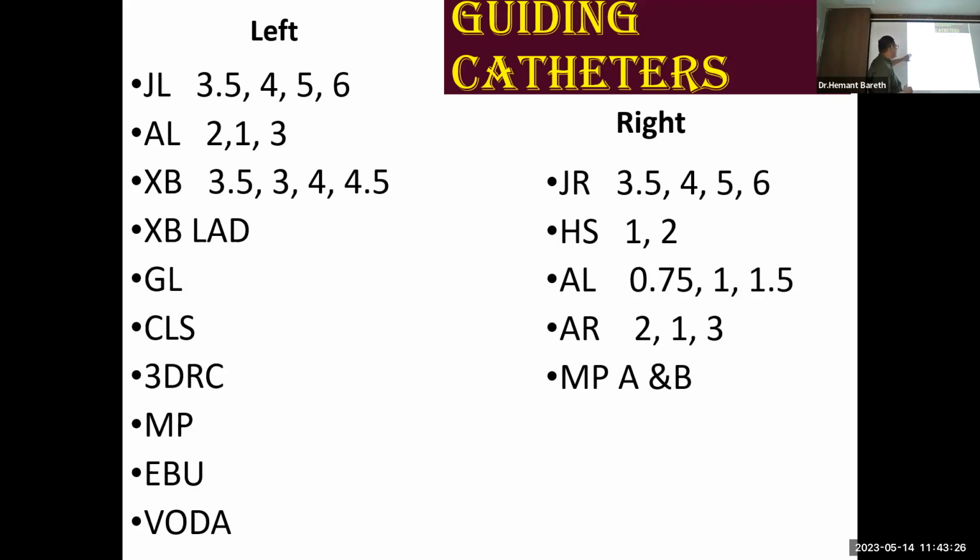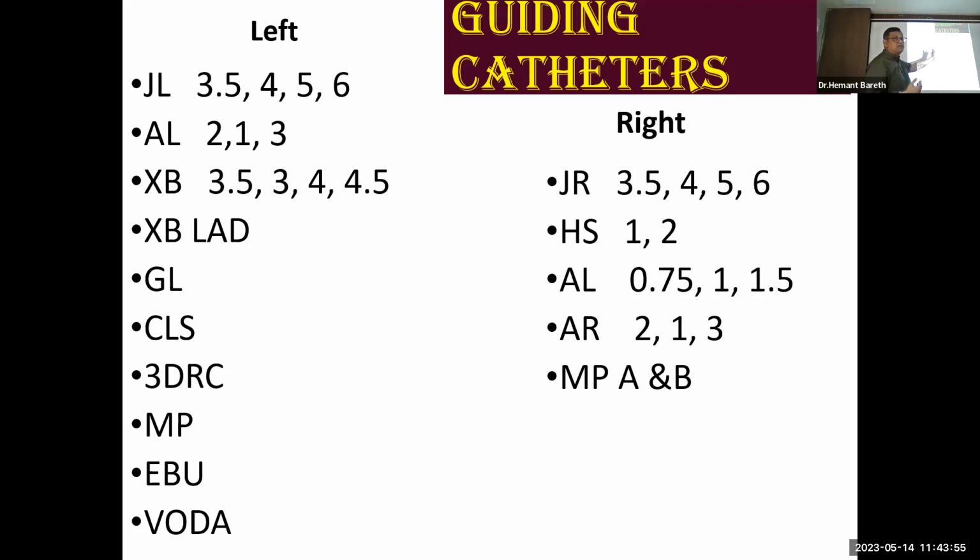Then there is XB, LAD. Then these are all different kinds: multi-purpose, 3DRC, the three-dimensional right catheter. This is one interesting catheter. I don't know if you have used it. I've used it a lot, especially for Shepherd's crook RCA. So this is one very interesting catheter. And then the extra backup, EBU, the Voda catheter, especially for circumflex. Voda catheters are useful. And right also the same thing, because the diameter is again the same. So same 3.5, 4, and hockey stick 1, 2.